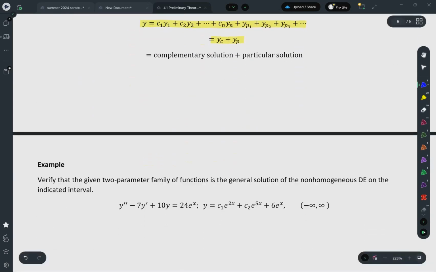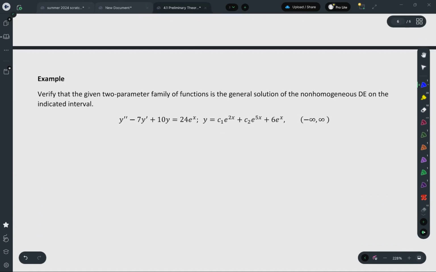All right, one example that is similar to what you might be asked in homework. You will get asked to verify that a given two-parameter family of functions is the general solution of a non-homogeneous differential equation on an interval. We're given the differential equation y double prime minus 7y prime plus 10y equals 24e to the x. And we're given the general solution, y is equal to c1 e to the 2x plus c2 e to the 5x plus 6 e to the x. And we're supposed to verify it.